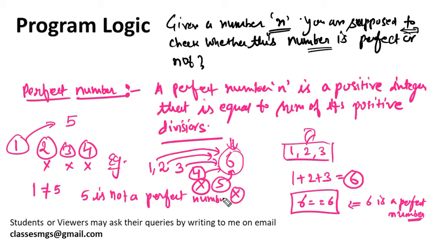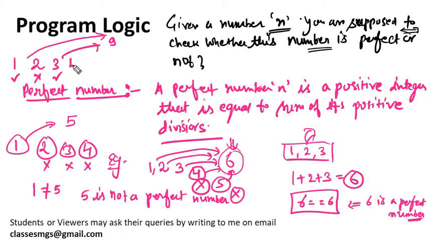So this way you need to check. Let's suppose we take another number, let's say 9. Let's take 1 completely dividing 9. So 1 is a divisor. 1 will be the perfect divisor of all the numbers, so 1 will always be there. 2 not dividing. 3 completely dividing. So 3 will be added.